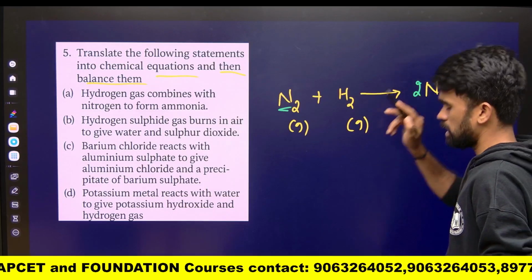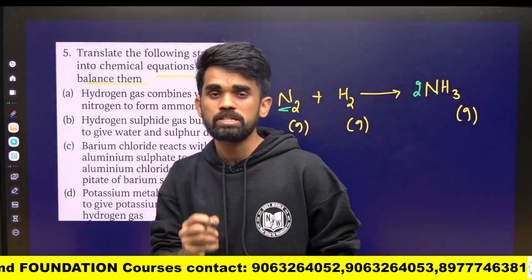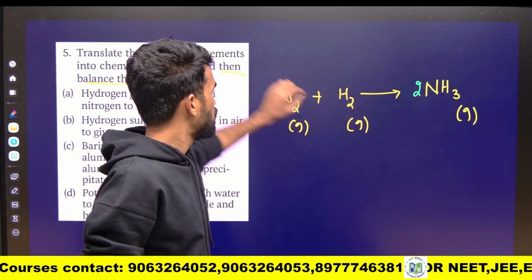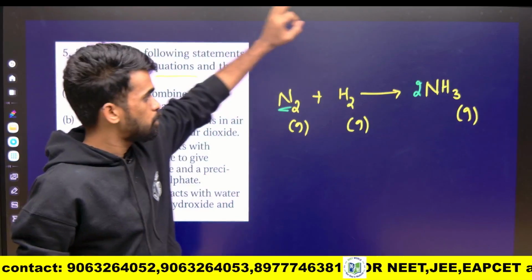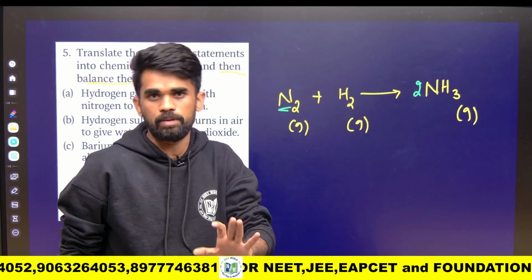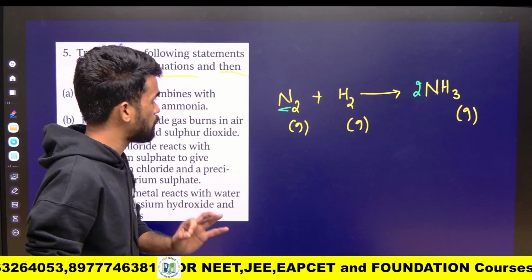So what is the basic concept here? The law of conservation of mass should be obeyed during chemical reactions. The number of atoms on the reactant side and product side should always be the same. This is what you need to remember all the time.